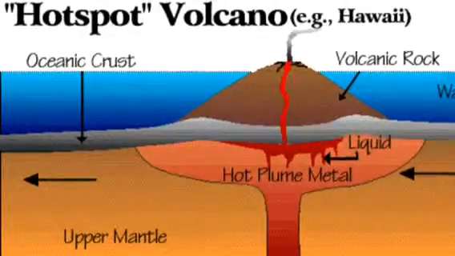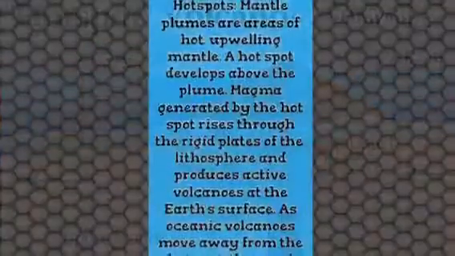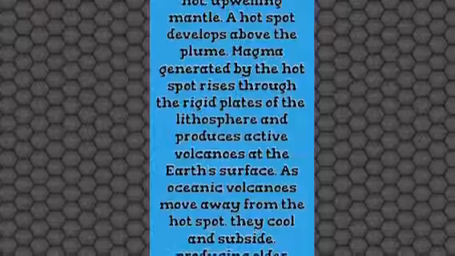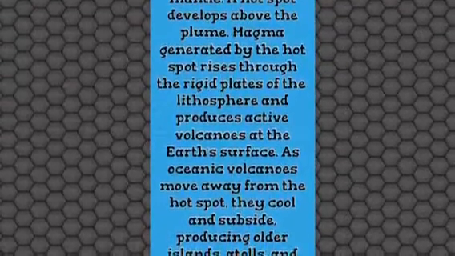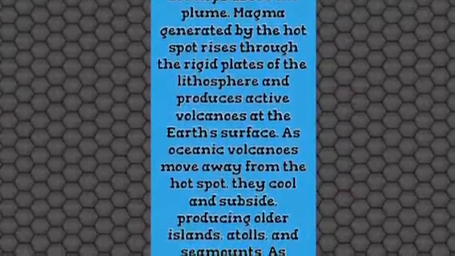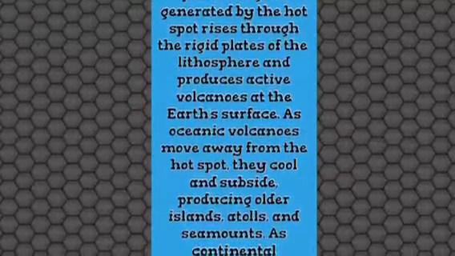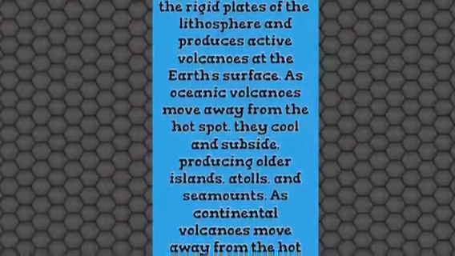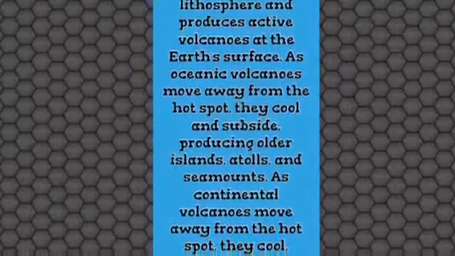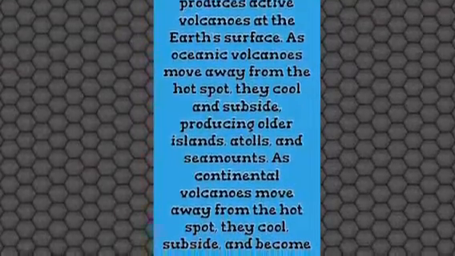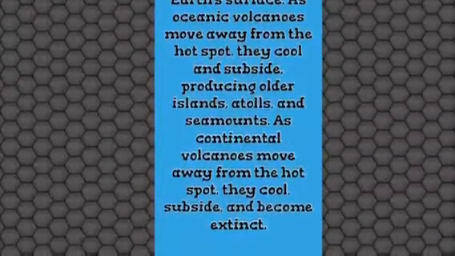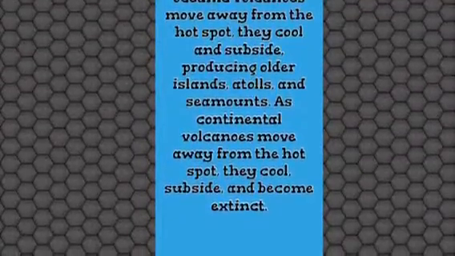Mantle plumes are areas of hot upwelling mantle. A hot spot develops above the plume. Magma generated by the hot spot rises through the rigid plates of the lithosphere and produces active volcanoes at the Earth's surface. As the oceanic volcanoes move away from the hot spot, they cool and subside, producing older islands, atolls, and seamounts. As continental volcanoes move away from the hot spot, they cool, subside, and become extinct.